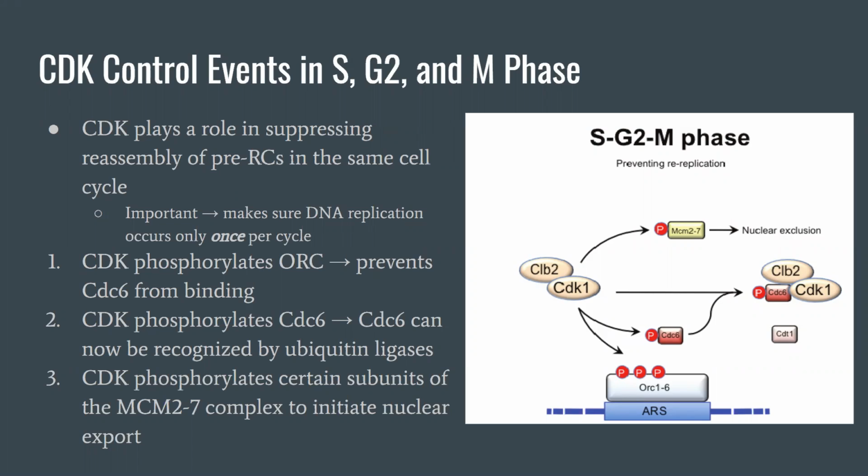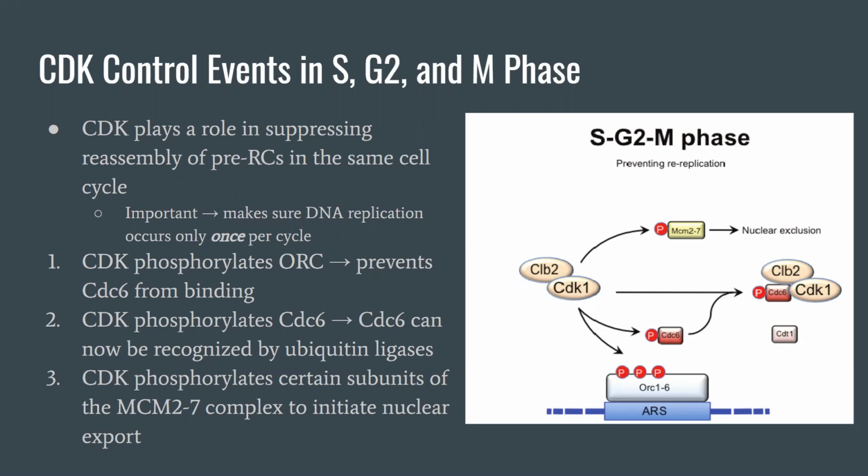So CDK is very important in controlling different events in the cell cycle. Specifically, it suppresses the reassembly of the pre-RCs in the cell cycle. This is important because it makes sure that the DNA replication occurs only once per cycle. You don't want to have DNA replication occurring multiple times per cycle because then you're more likely to wind up with mutations and then you're going to have too much DNA and that's bad. So CDK is important in preventing the DNA replication from occurring more than once.